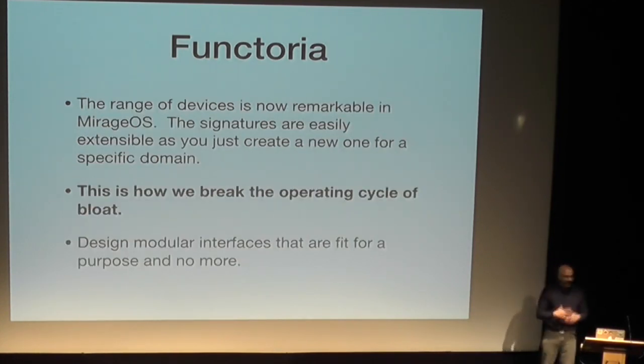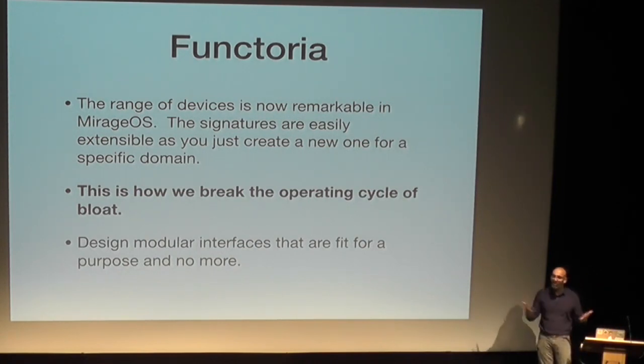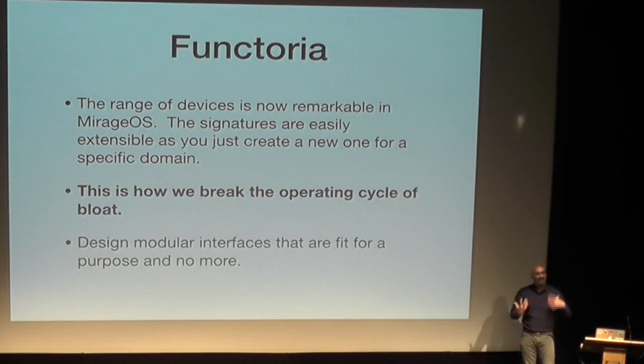The set of devices is fairly high. We have signatures where you can create ones for new domains. You can break this whole operating system cycle of bloat, because in the world that I described when we started, we're always adding layers. In Functoria, we're extending it by adding to the graph. And you can choose how to traverse the graph. You can choose to layer everything and build a fully dynamic system, or you can choose to traverse it in a very focused, narrow path.